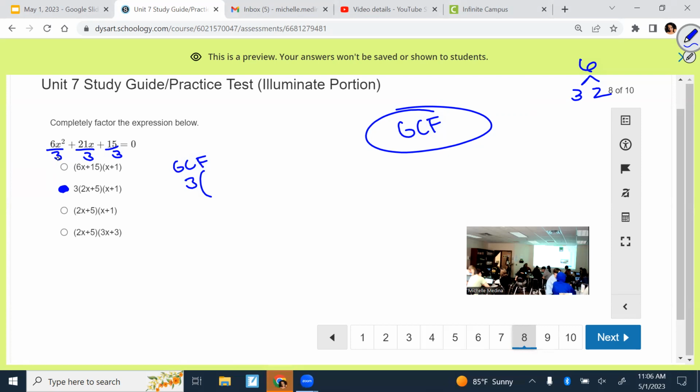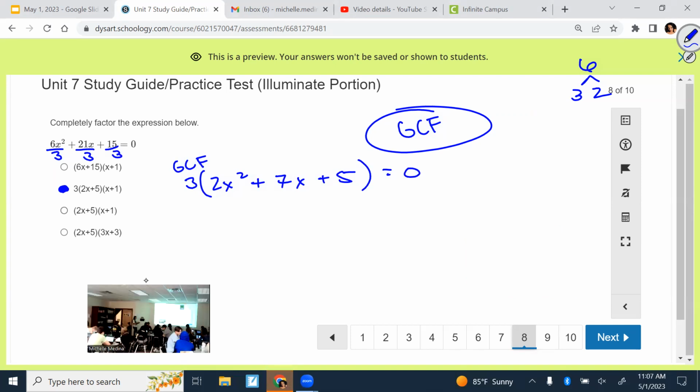What's 6x squared divided by 3? 2x squared, good. 21x divided by 3. And 15 divided by 3. And then you see if you can factor the parentheses further, which usually you can. So after checking for GCF, what do you look at next?